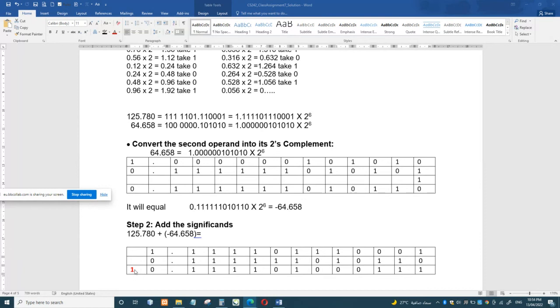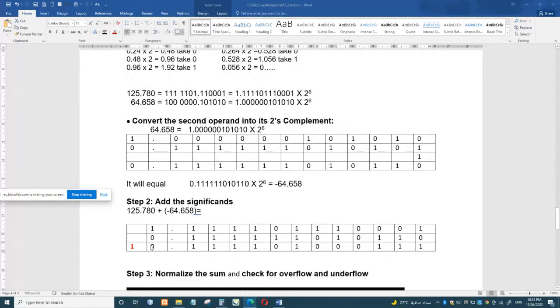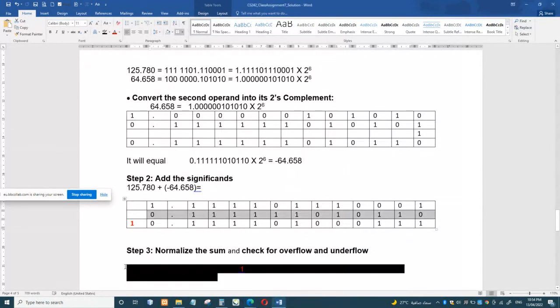So this extra 1, as I told you, whenever you have a 10 bit number and you get an 11 bit result, you just have to discard that one. So this is not your result, just discard that one. This is your result of the addition. So this is 0.11110100001111 times 2 to the power 6.